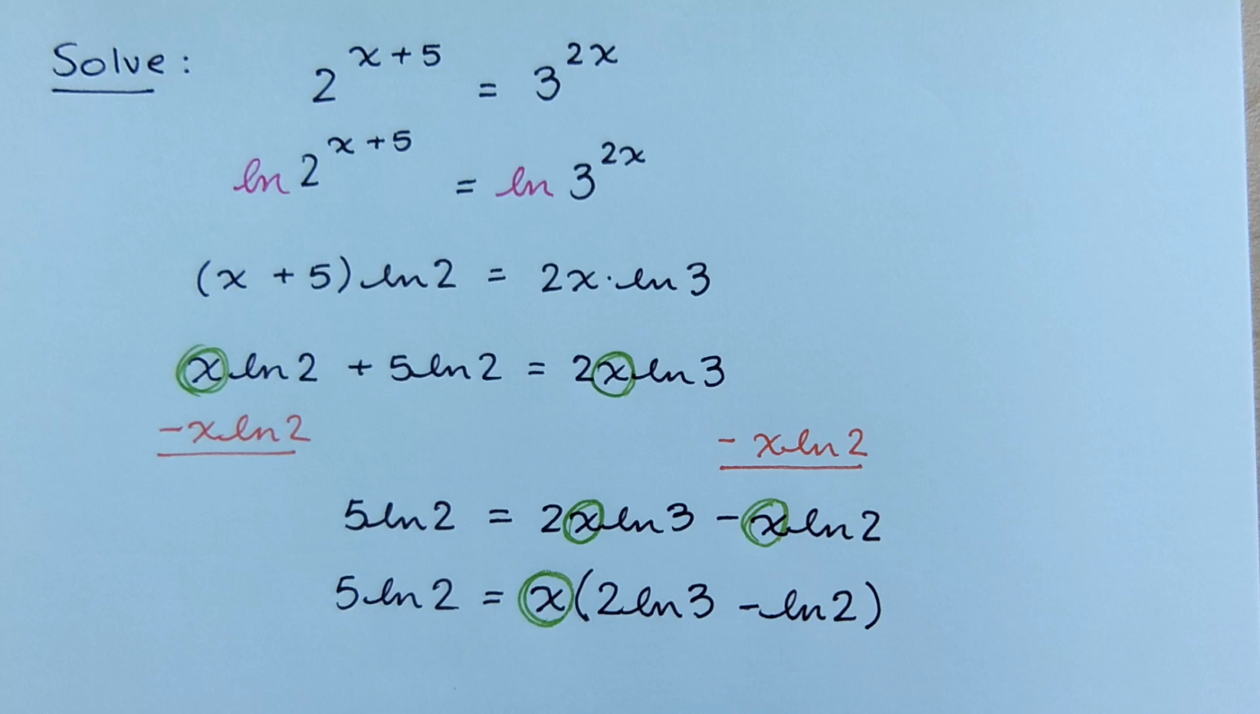And so how do I get that x completely by itself? Divide by that big factor.